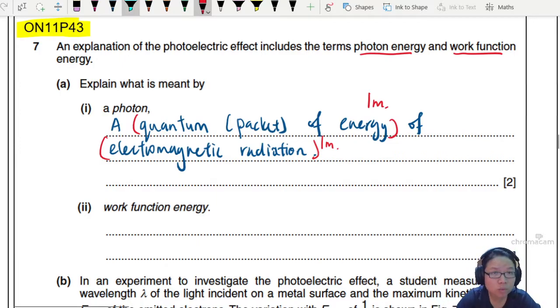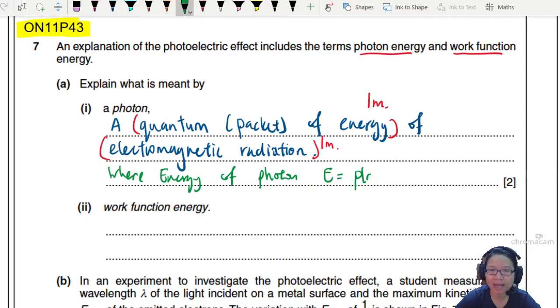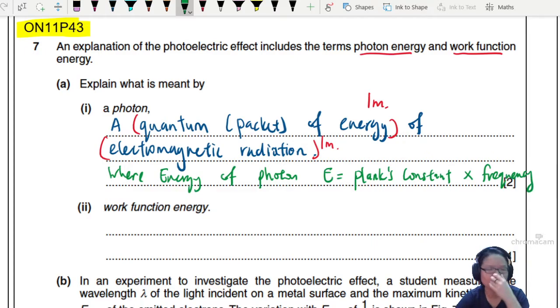The final mark is where the energy of a photon, E, is equal to Planck's constant multiplied by the frequency of the EM wave. This is an anomalous year where they ask a 3-mark explanation, so make sure you cover all 3 marks. For this one it's only 2 marks, so it's the first 2 points. This one is the add-on.